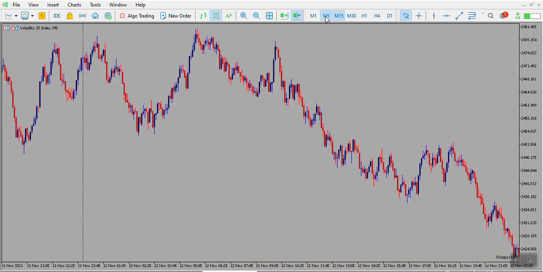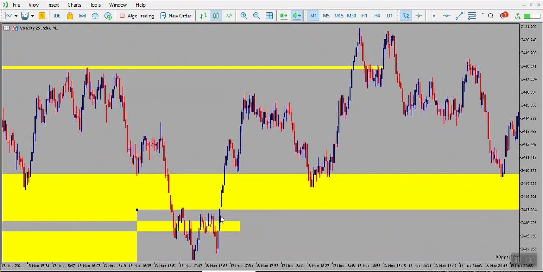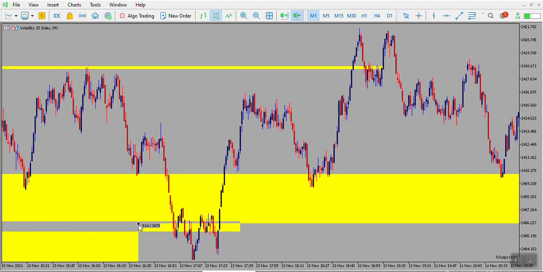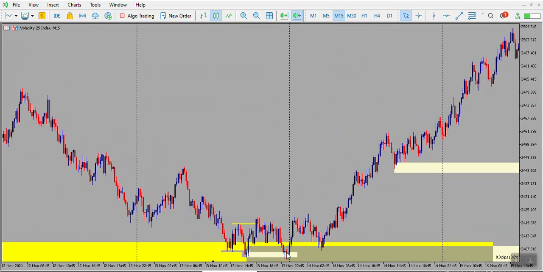Then we can drop down to 5 minutes time frame to reduce our stop loss. This is the last bearish candle of the 5 minutes time frame. We also drop to 1 minute time frame. The last bearish candle in the 1 minute time frame is this. So that is our entry. So we'll go back to 15 minutes time frame. Yes, so this is our entry.